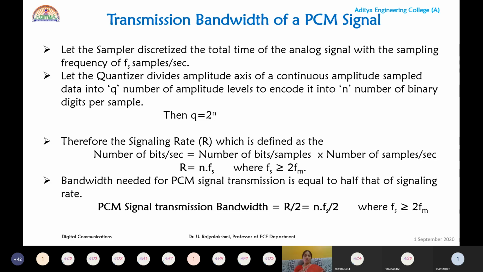Now, one of you please respond and tell me how many elements are there in a PCM system. What are the elements present in the transmitter section? How many elements are there in a PCM transmitter section? Anyone of you?